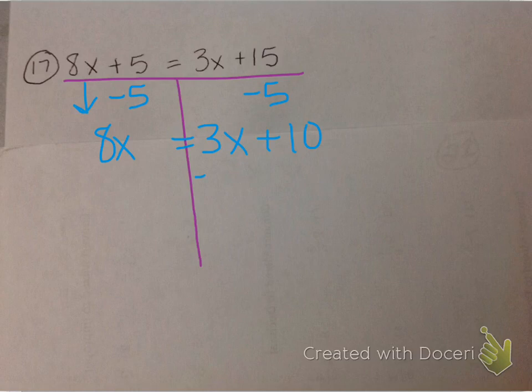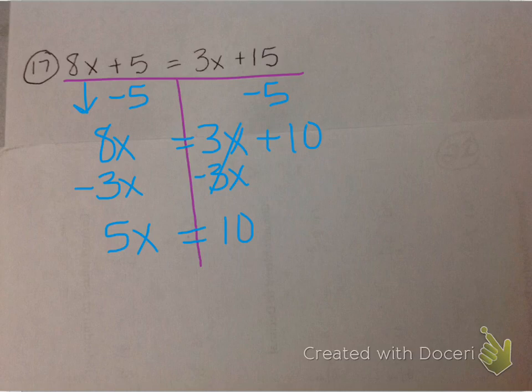Now I'm going to take the 3x. Since it's positive, I'm going to do the opposite, subtract 3x. If I subtract 3x on this side, I also need to subtract 3x from the other side. 8x minus 3x is 5x, and 3x minus 3x is just 0, so I don't need to write it. And then I have a 10 left over right there.